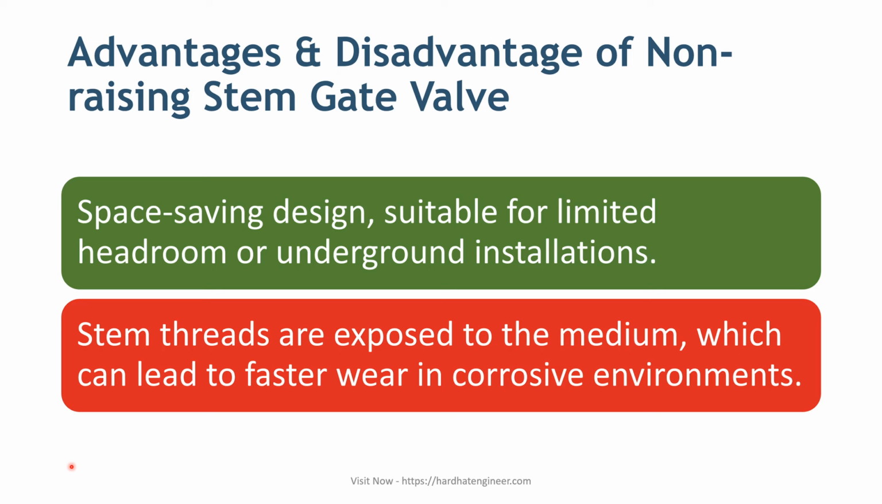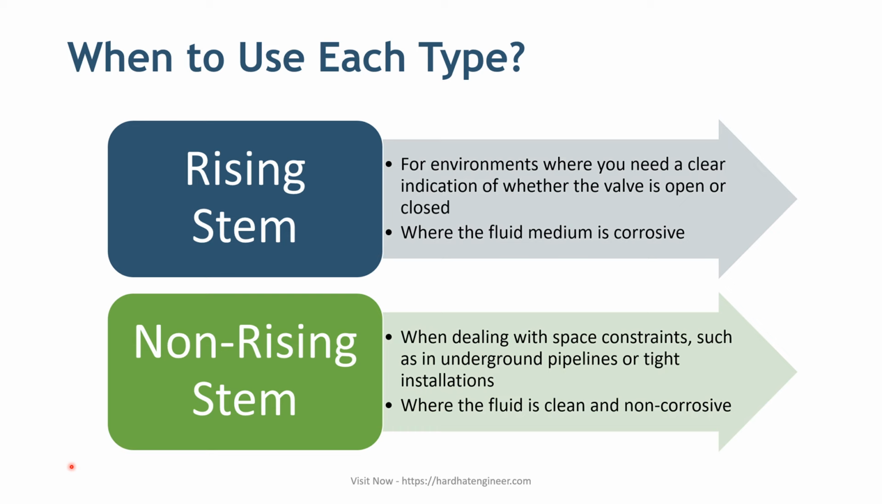So, when should you use a rising stem gate valve versus a non-rising stem gate valve? It really depends on your specific application needs. For environments where you need a clear indication of whether the valve is open or closed, or where the fluid medium is corrosive, a rising stem gate valve is generally the better choice. On the other hand, if you are dealing with space constraints, such as in underground pipelines or tight installations, or where the fluid is clean and non-corrosive, a non-rising stem gate valve might be more suitable.